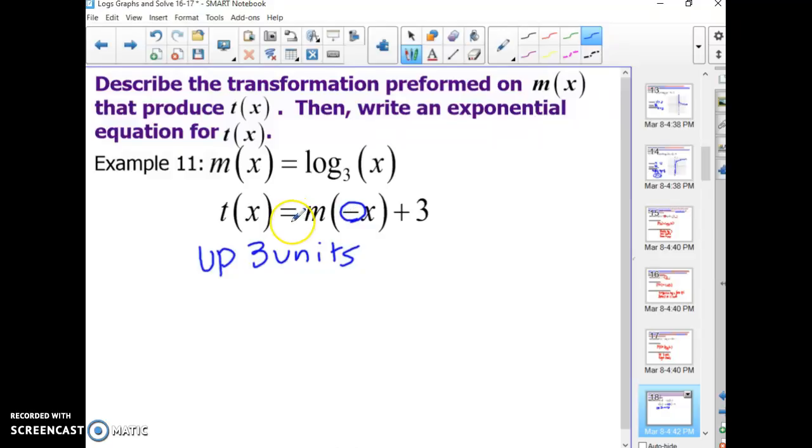If it's out front, it's going to make it reflect on the x. If it's inside, it flips. So it's not the x, it's the y. So we're going to reflect on the y-axis.